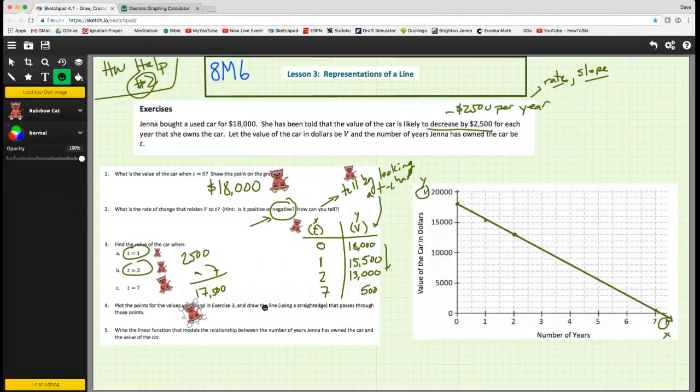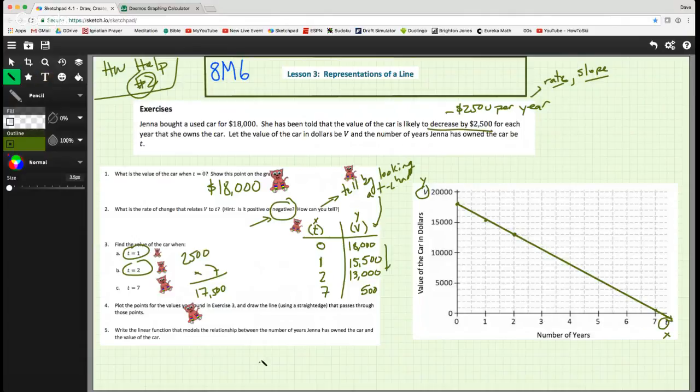Write a linear function that models the relationship. Okay, so this is where we have to write y equals mx plus b. And remember, x is the same thing as t, and y is the same thing as v, because we're just using different variables here. So let's write that.